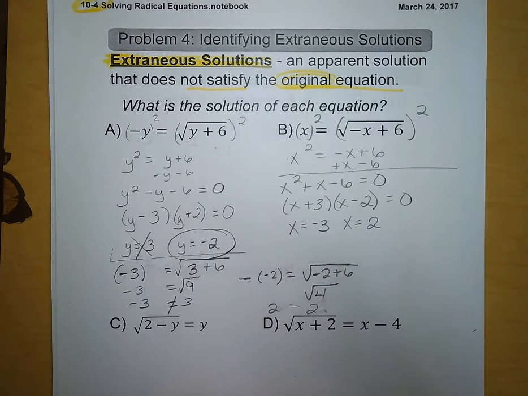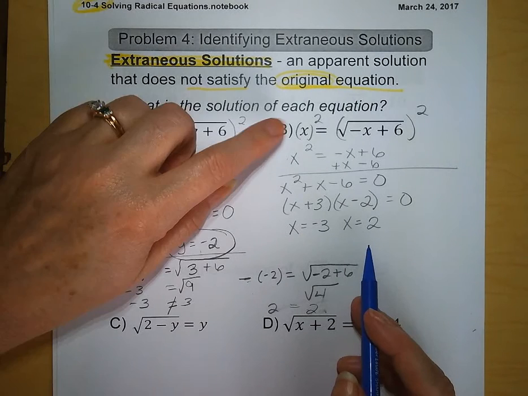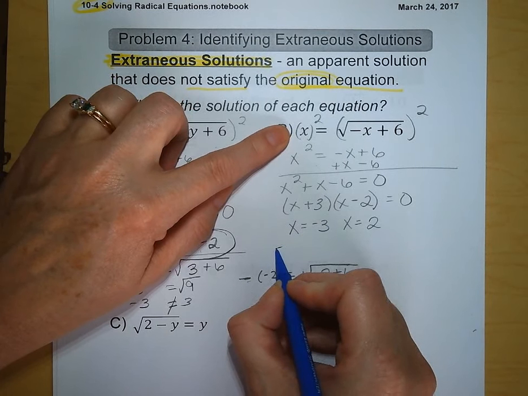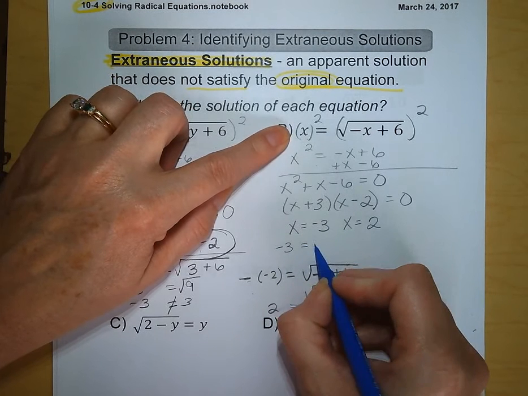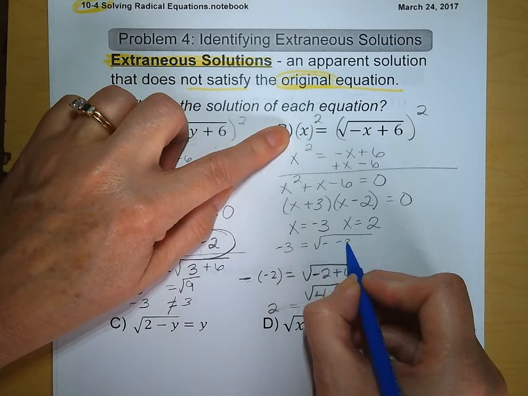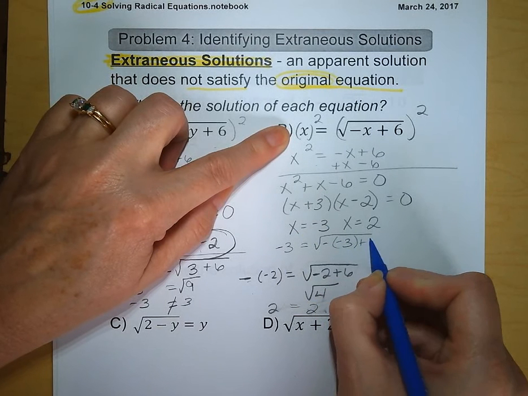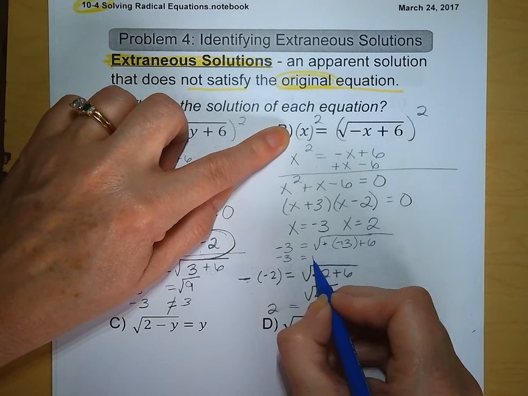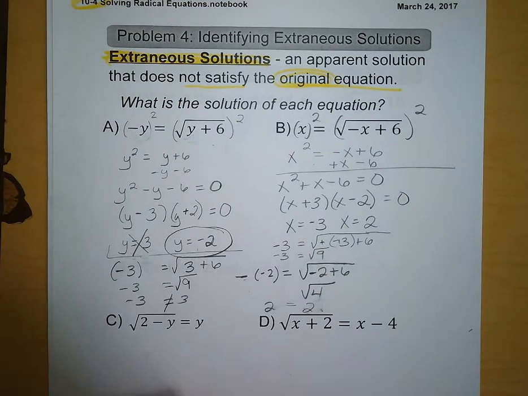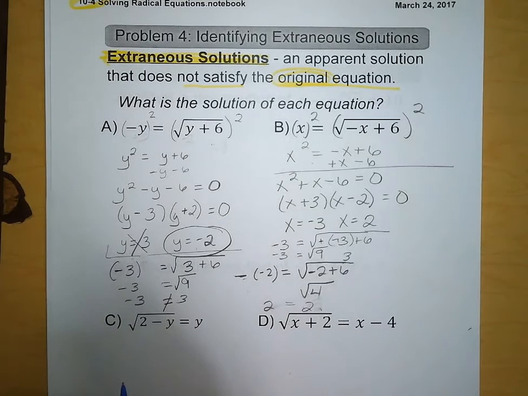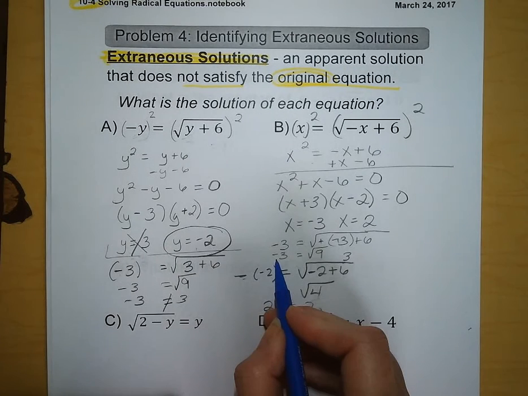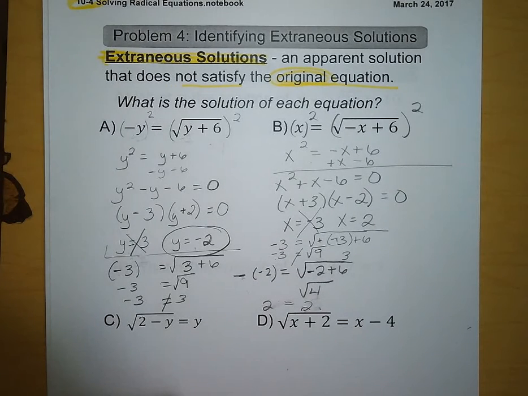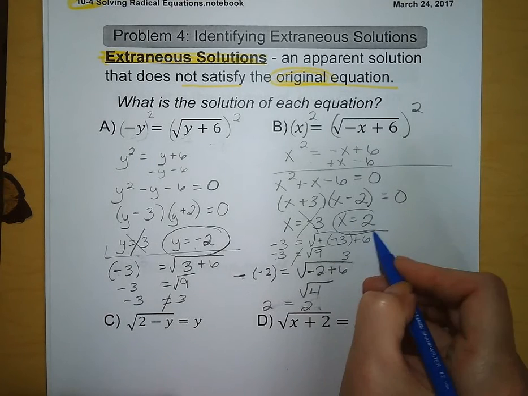Now we need to plug them into our original equation and see which one is our actual solution. So plug in -3 for x, and that's equal to the square root of the opposite of -3, plus 6. 3 plus 6 is 9, and again the square root of 9 is 3. Is 3 equal to -3? No. So -3 is the extraneous solution, and x equals 2 is the solution for this equation.